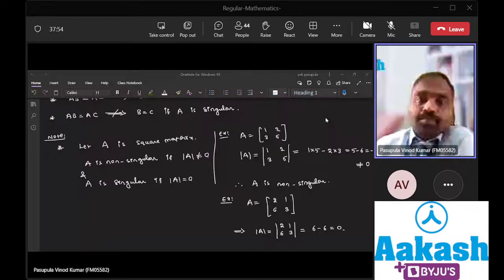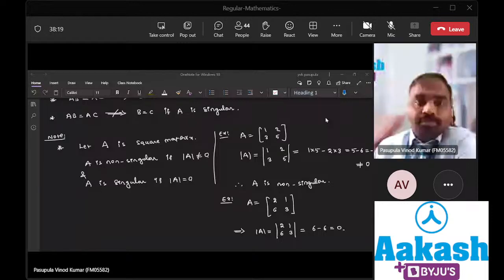So see here, next term. This is what I have written: we can cancel A on both sides if A is non-singular. If A is singular, we cannot cancel A on both sides. Most of the time we won't use it, you need not worry about it. And next, what more is there?